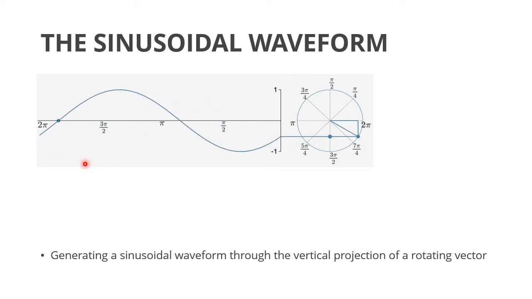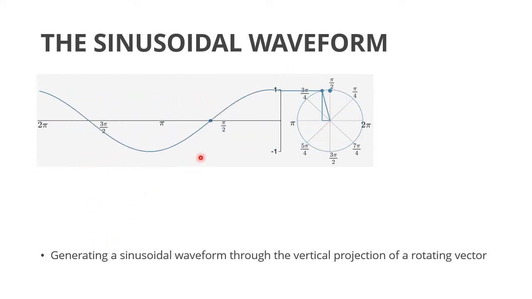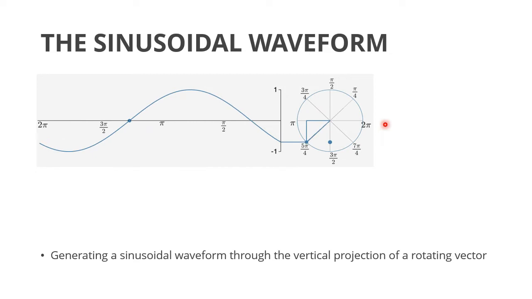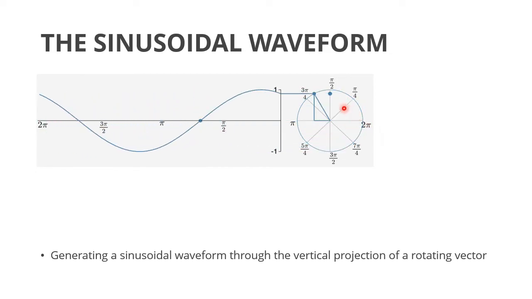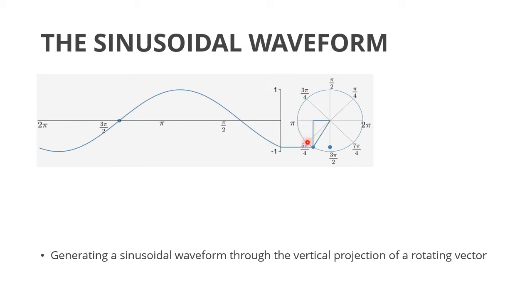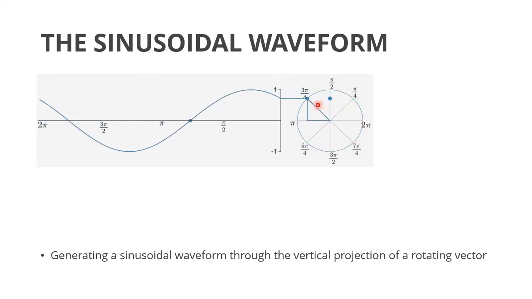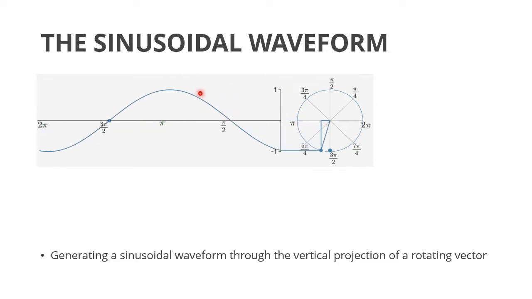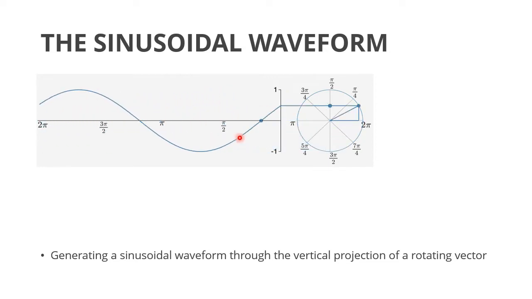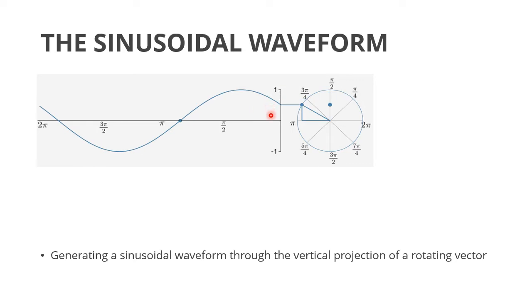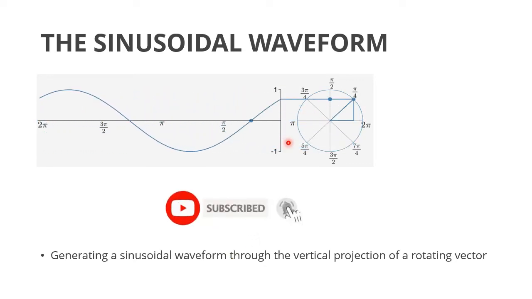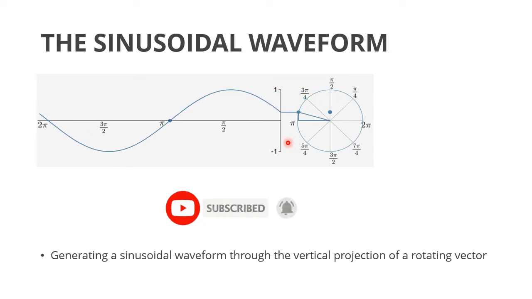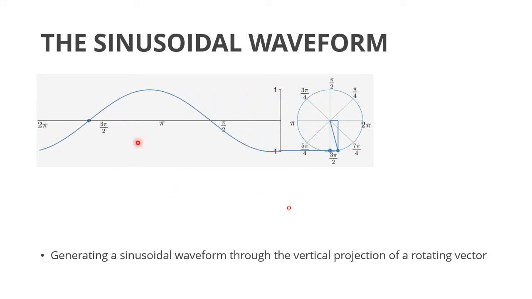Here is the way we generate a sinusoidal waveform through the vertical projection of a rotating vector. The magnitude of the waveform changes with the angle, generating the sinusoidal waveform something like this. I hope this animation clearly explains how the vertical projection of a rotating vector generates the sinusoidal waveform.